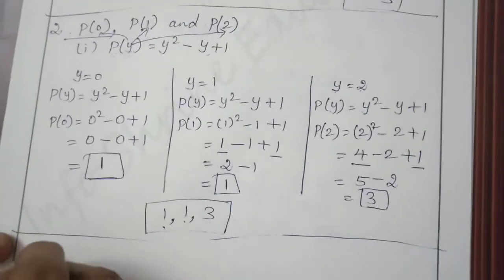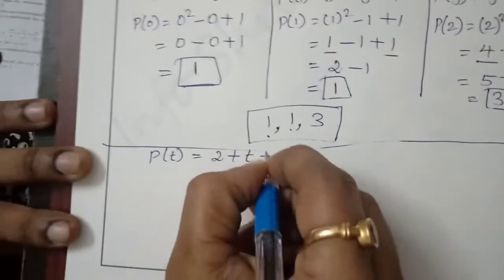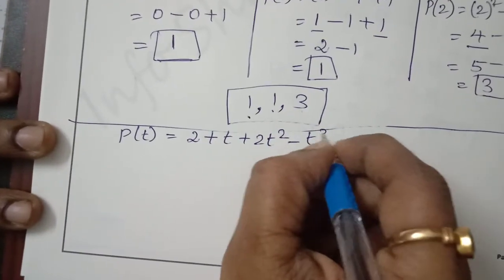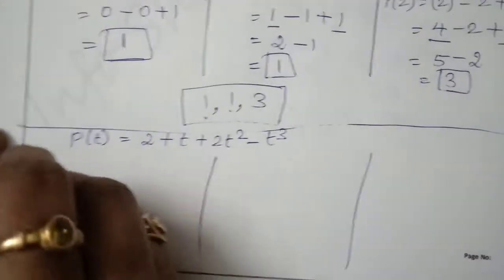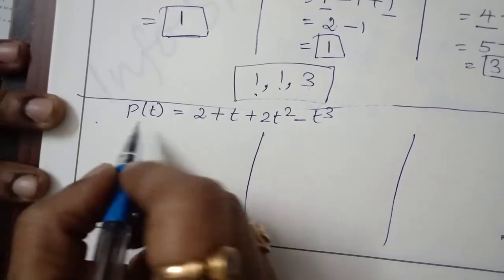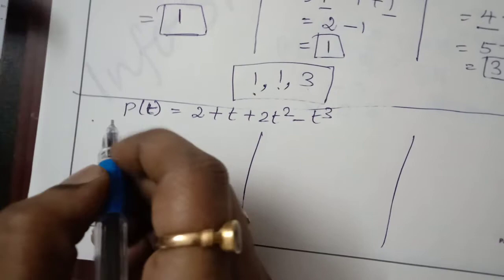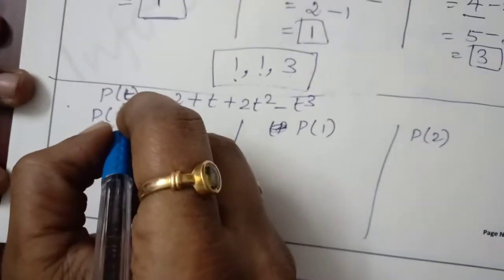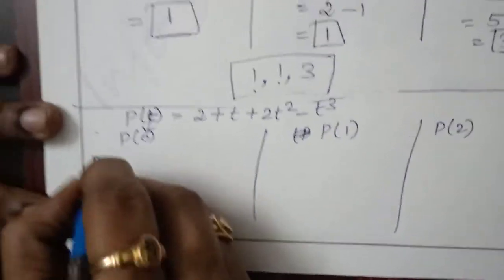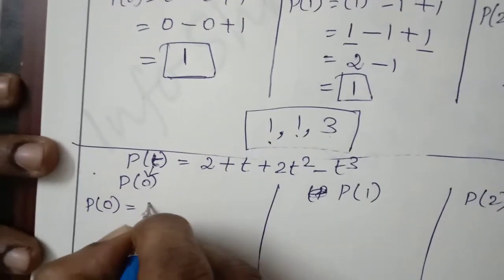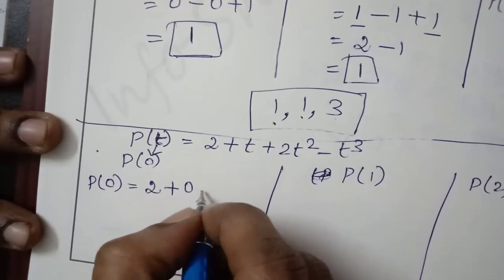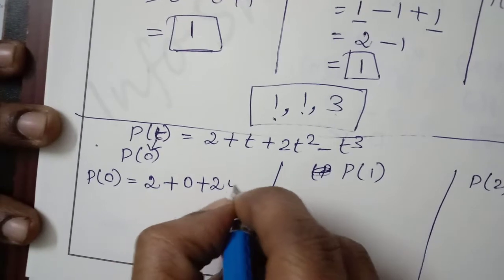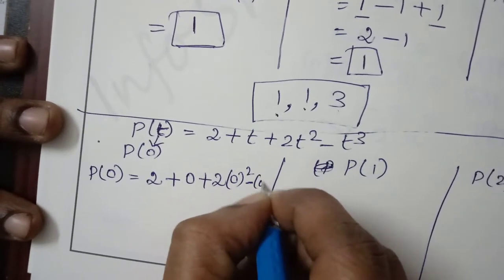The question is P of t is equal to 2 plus t plus 2 t square minus t cube. Now let's do, okay, here P of t, we have been asked P of 0 first, we have been asked P of 1 and we have been asked P of 2. So here t is equal to 0. So if t is equal to 0, P of t is equal to 2 plus t is 0, plus 2 into 0 square, minus 0 cube.